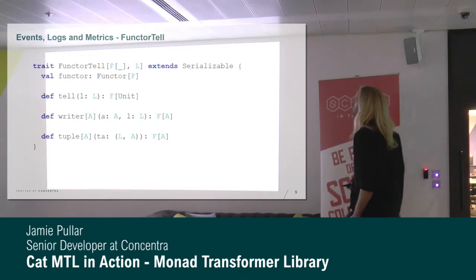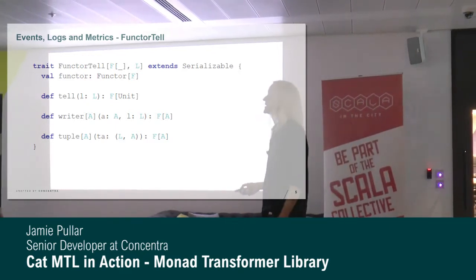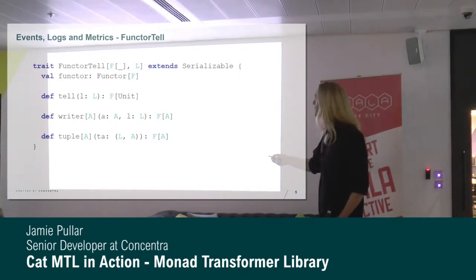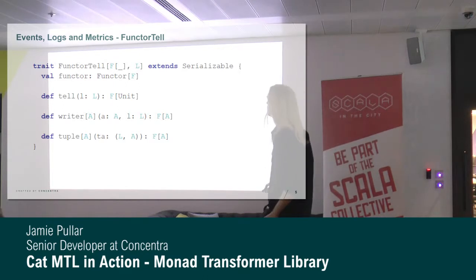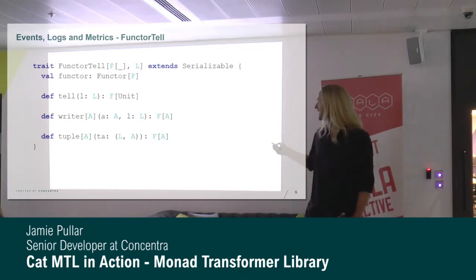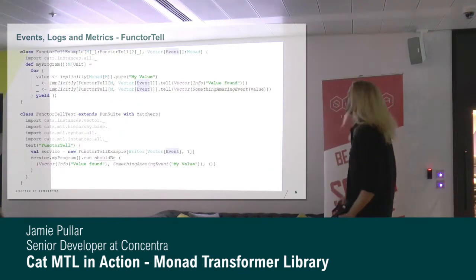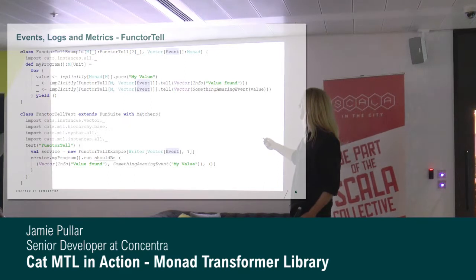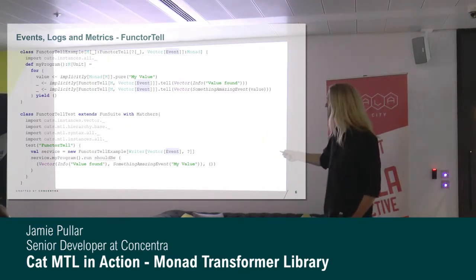So the next one, its common use, is the writer style, and this has been broken down into the FunctorTell. So this is where we can tell some log information into our workstream, into our program. And there's some other helper methods, effectively very similar. And so here's another example. So I'm dealing with, I want a collection of events. So my FunctorTell is going to collect events through my stream, through my program.